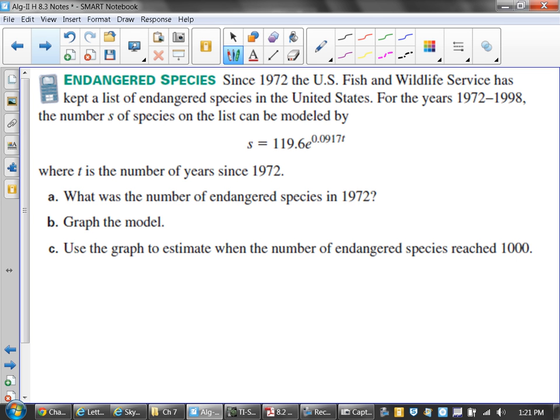What is the number of endangered species? What's your initial amount? 119.6. There you go.